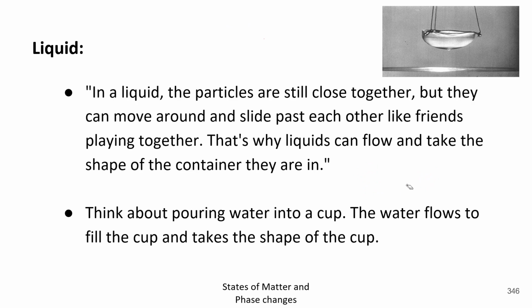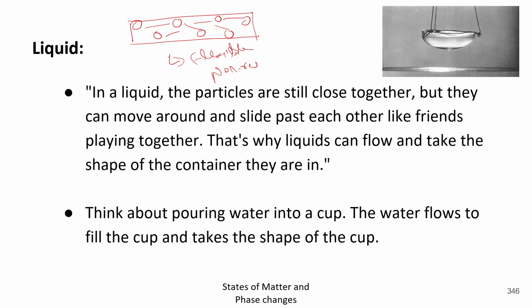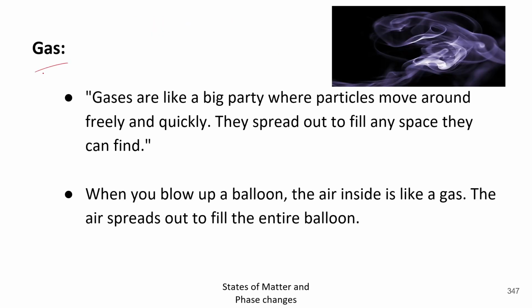Basically, the atomic arrangement of liquid, like if this is a liquid, then it is not so rigid like a solid particle, and it has gaps between the atoms. Due to this, it is flexible, or you can say it is non-resistant. Got it? Now come to the third one, which is the gases.